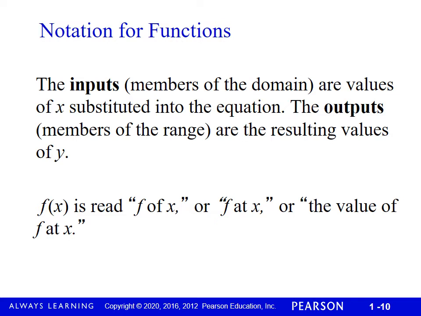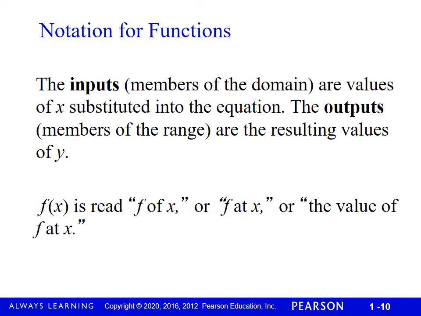Again, the inputs, the domain, are values of x substituted into the equation. The outputs, the members of the range, are the resulting values of y. And so we're going to use a new notation when we do indeed have a function, okay? This is the functional notation, f parenthesis x parenthesis, and this is read as f of x, the value of f at x. Typically, we just say f of x, okay? F of x is another name for y.